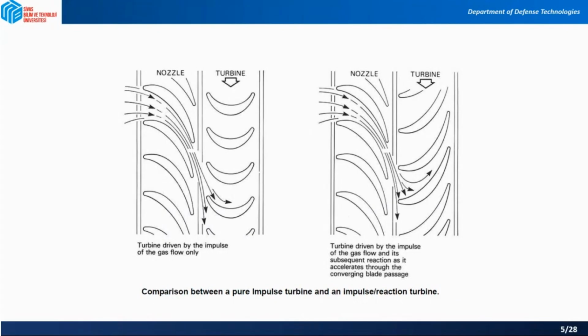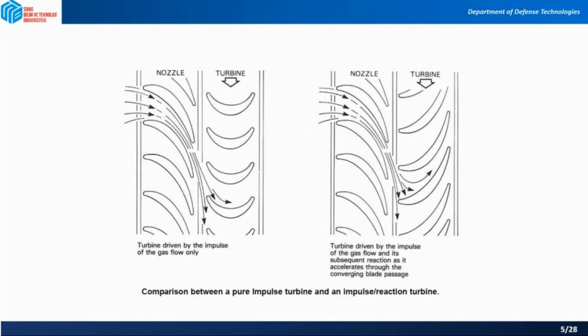In this slide, there is a schematic to show you the comparison between a pure impulse turbine and an impulse reaction or a mixed turbine. So we said that there are three types of turbine. As in hydraulic turbines, we have impulse, reaction, and a combination of the two that is known as impulse reaction.